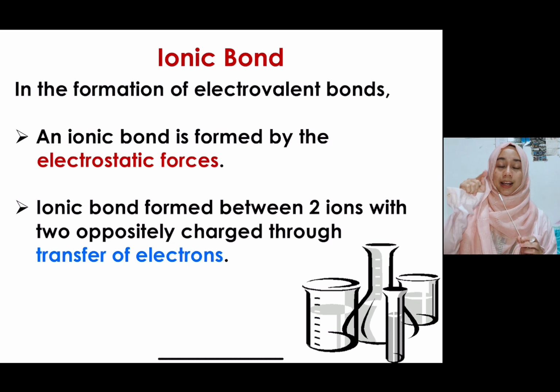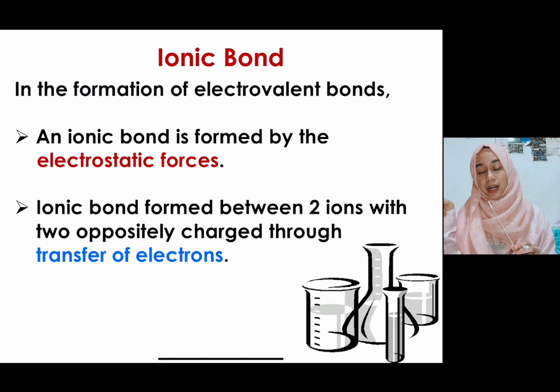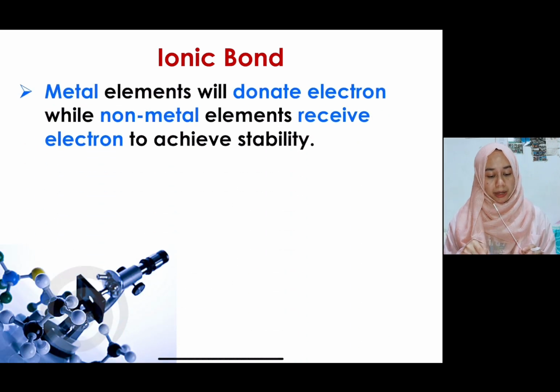Where the cation terhasil sebab dia transfer electron kan kepada another atom, whereas atom yang menerima tu pula adalah anion lah. So metal elements will donate electron, while non-metal elements they receive electron to achieve stability. Stability apa? Dan octet stability tadi.